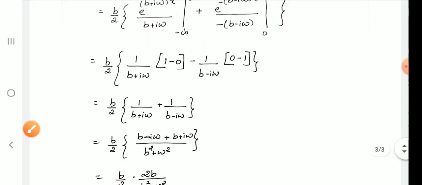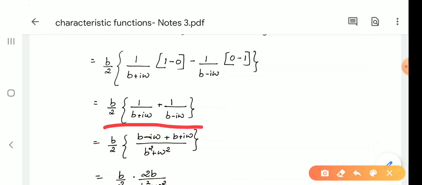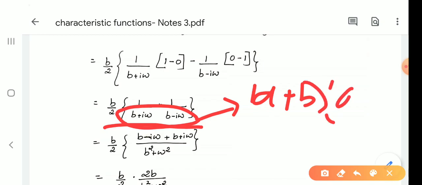When we open the bracket and simplify, we get b by 2 into 1 by b plus I omega plus 1 by b minus I omega. When we take the LCM, it is in the form b plus I omega into b minus I omega, which is nothing but a plus b into a minus b form. A plus b into a minus b is a square minus b square. So this becomes b square plus omega square.